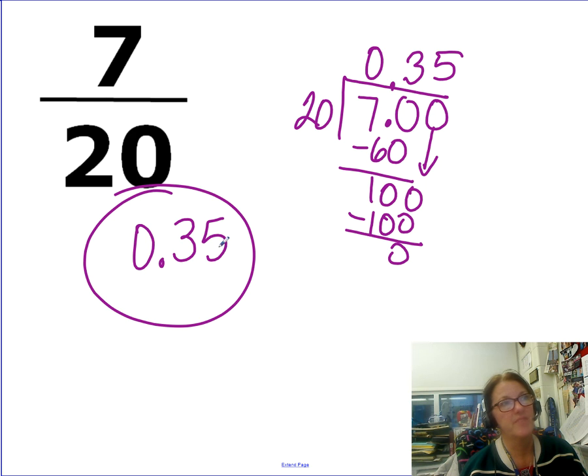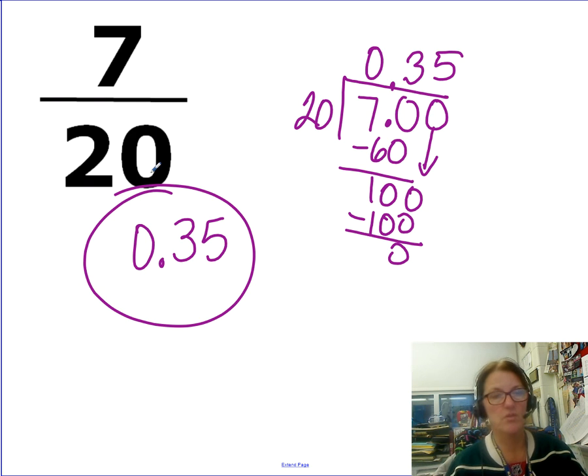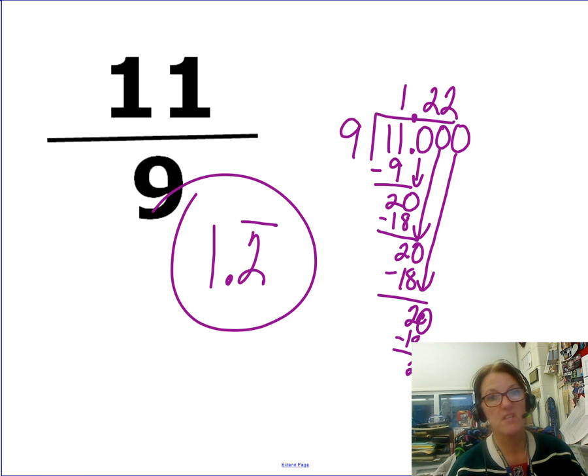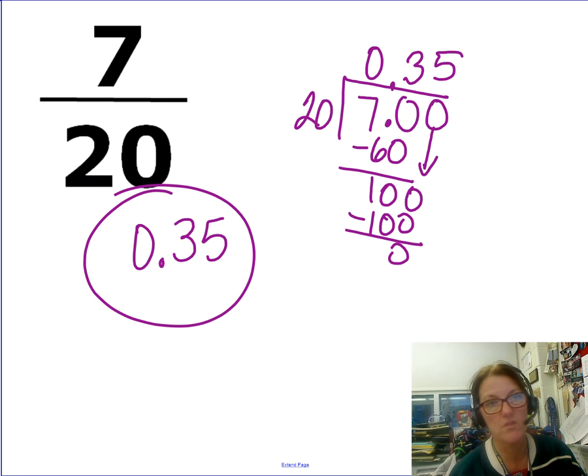It stopped. Okay? When you have a fraction and you're turning it into a decimal, it either stops like this or it repeats like that. It's going to happen in one of those 2 ways.